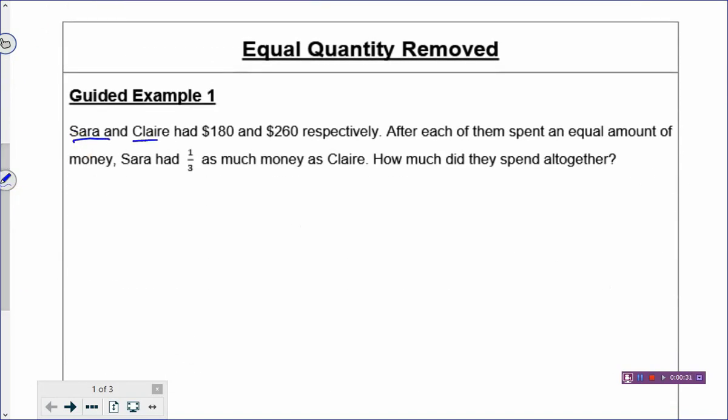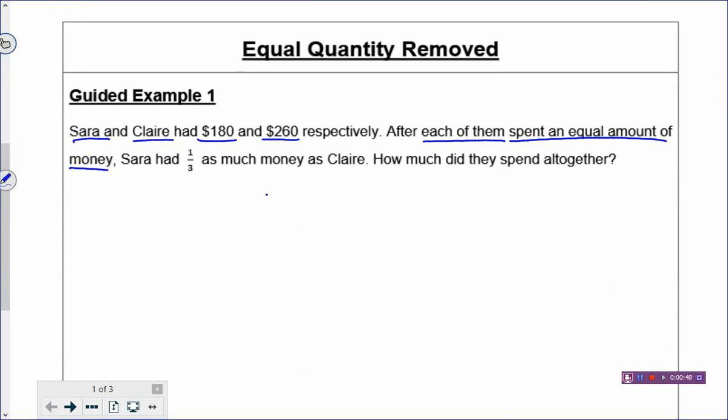Now, Sarah and Claire had $180 and $260 respectively. So it means the first number belongs to the first person, second number belongs to the second person. Now, each of them spent an equal amount of money. When you see that, it means that the difference is unchanged.